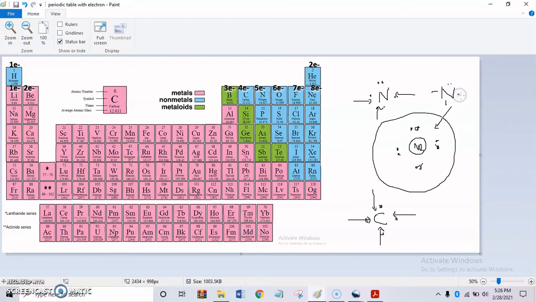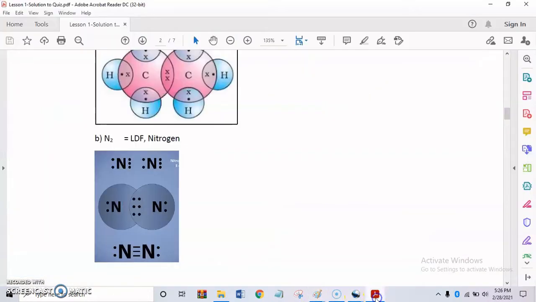Ayan. Kaya, nitrogen gas is a non-polar molecule kasi equal distributed yung kanyang electrons. So, this is a London dispersion force and the element is nitrogen.